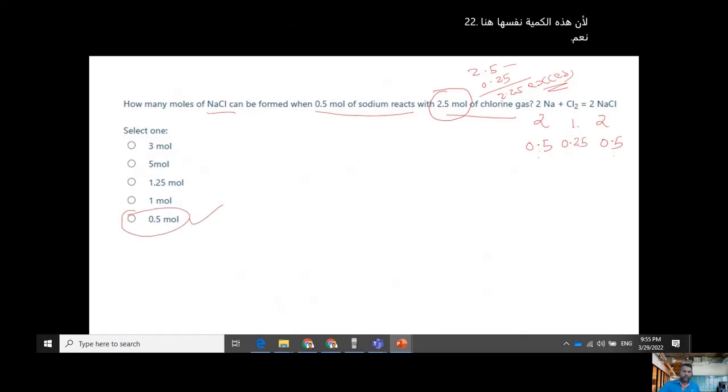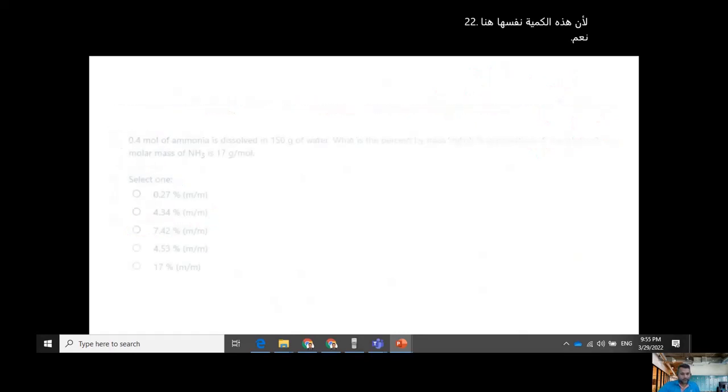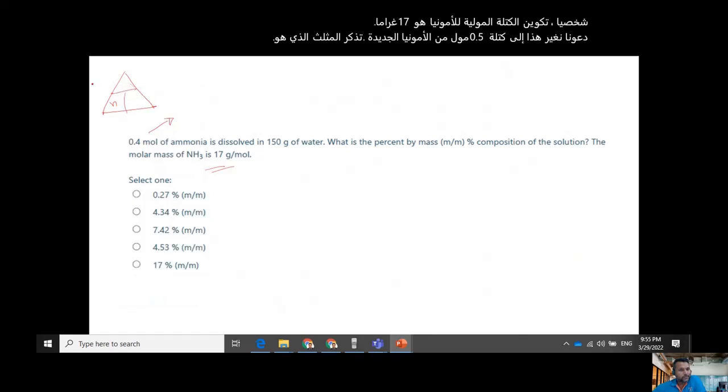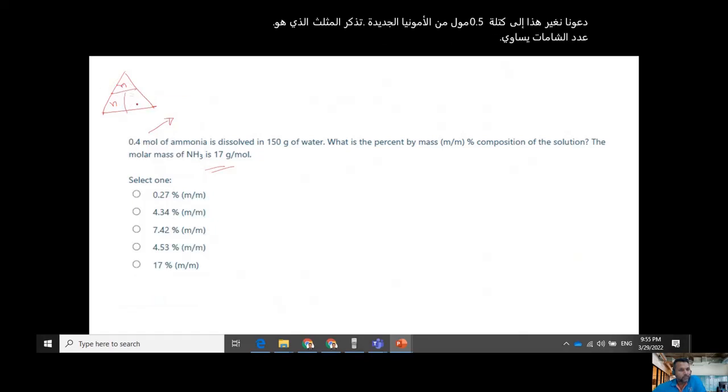Okay. Now let's see the next question. That is 0.4 moles of ammonia dissolves in 150 grams of water. What is the percentage by mass, the percentage composition, of the solution? The molar mass of ammonia is 17 grams. Let's change this into mass, 0.4 moles of ammonia. You remember the triangle, that is number of moles is equal to mass over molar mass.